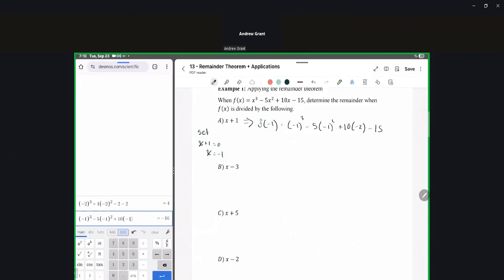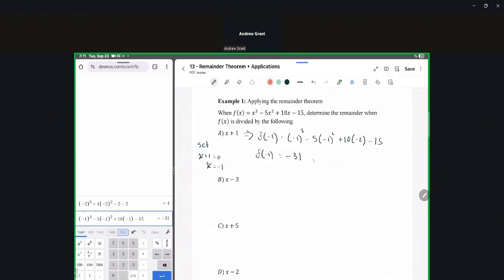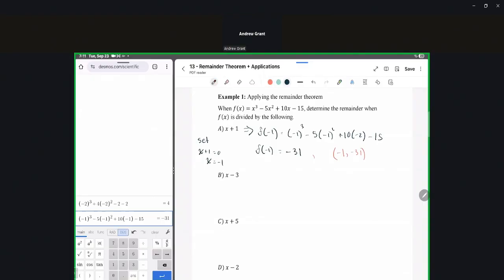But at any rate, when I type in f of -1, that is equal to -31. So it's worth noting that if you wanted to, you could also graph this using the Desmos graphing calculator, and this would correspond to the point -1 comma -31. So that point would be on the graph. Okay. So that's going to be the concept for these next three.